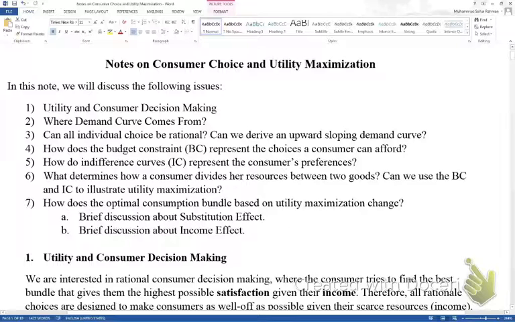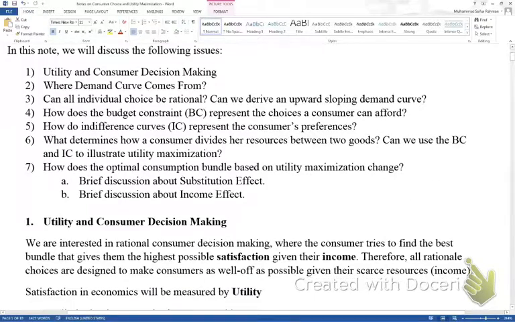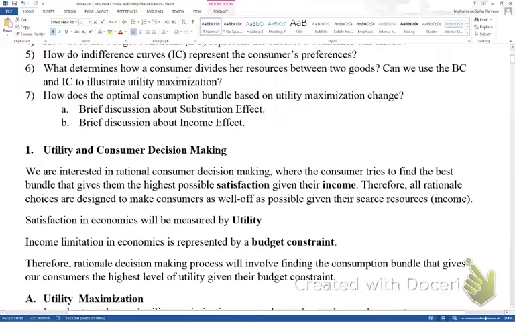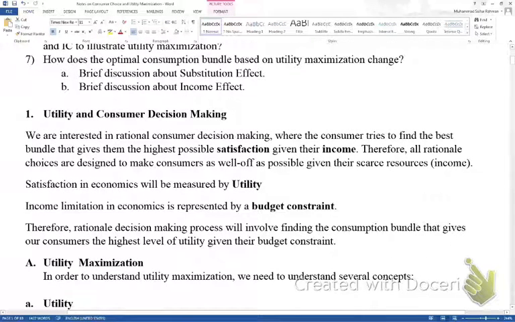The first thing that we're going to start with is talking about utility and the consumer decision making process. From the onset, we are going to be very careful about what kind of decision making process we are talking about. From the onset, we are going to be talking about the rational consumer decision making process. So what does this rationality mean?